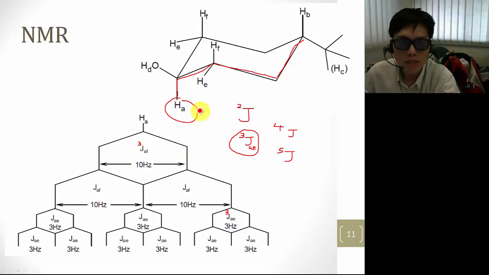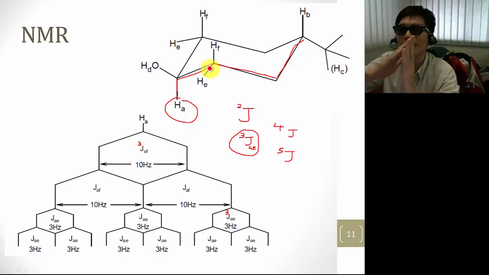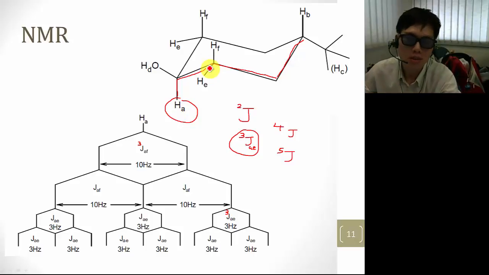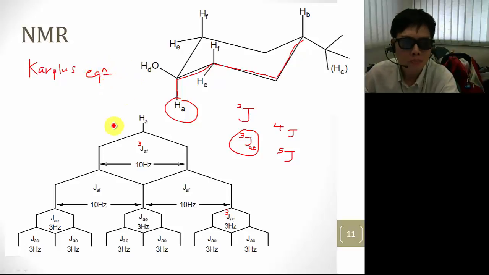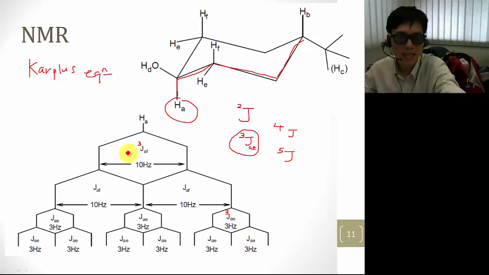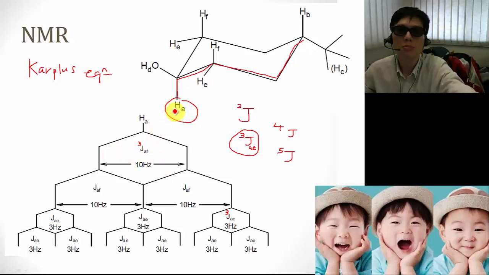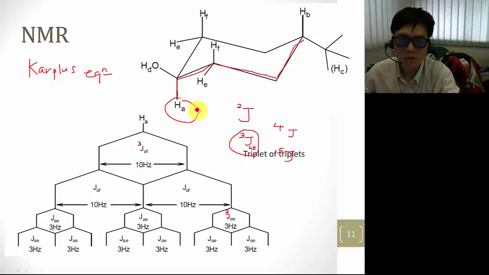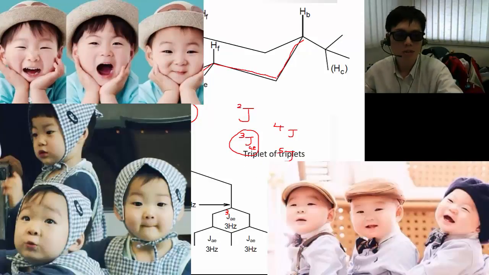Next, you use HA coupled with HE. Again, the HE are both identical, but their coupling constant right now is not so great compared to HF because it is at an angle, not 180 degrees. You can look up the Karplus equation on NMR to learn more. Okay, you can do some research on that. So each of those signals gets split again into a triplet because the 2 plus 1 rule says triplet. So all in all, you would have a triplet of triplets. Okay, triplet of triplets.